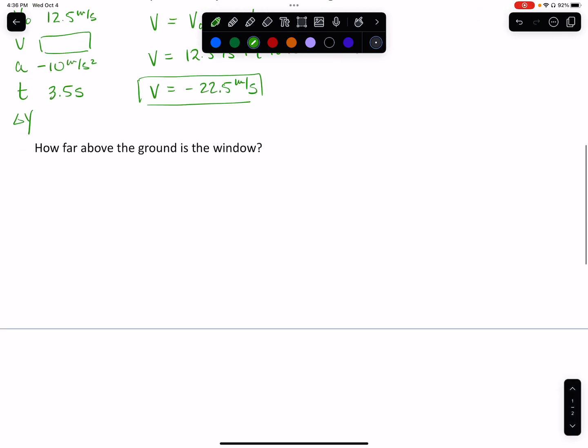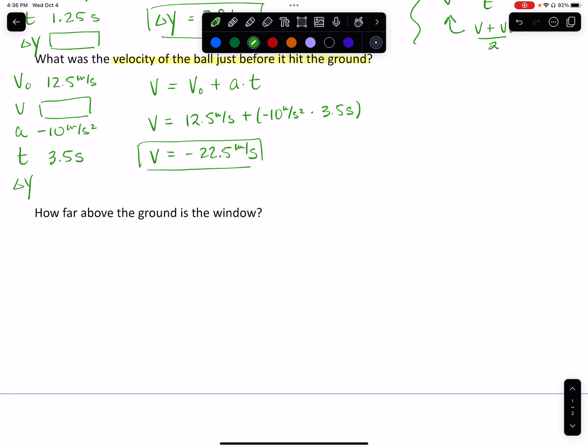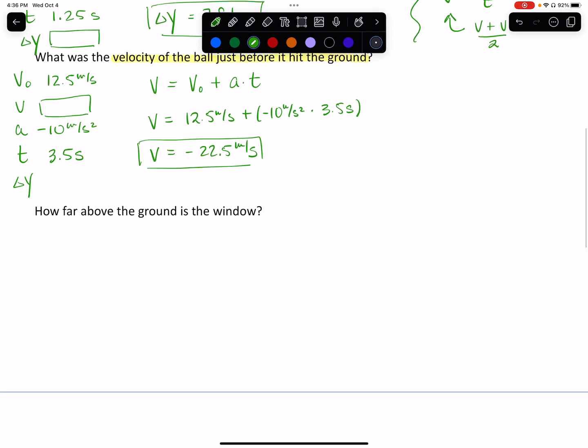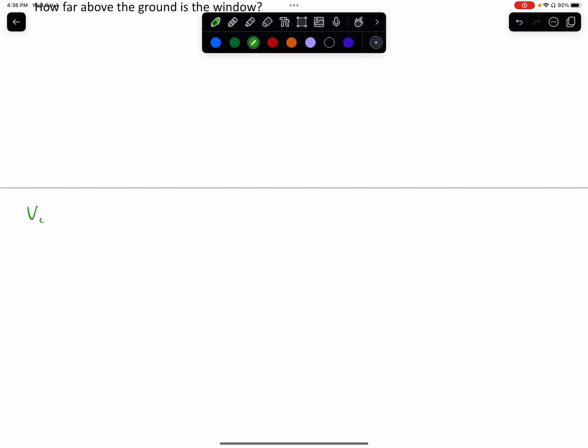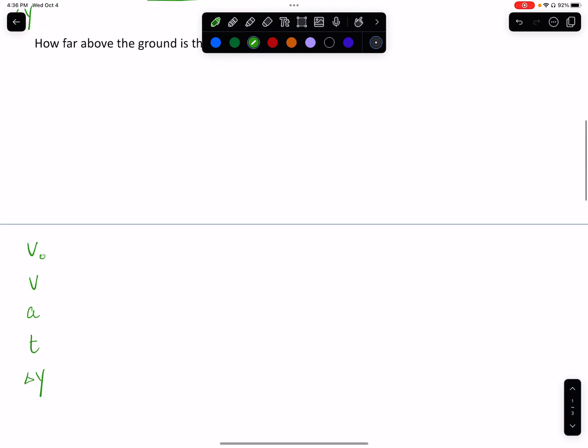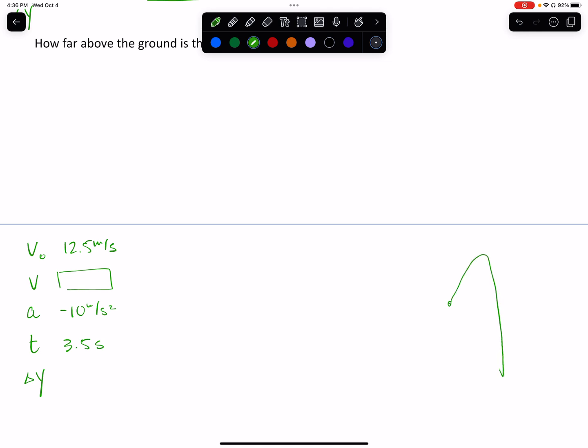Now, I'm going to slide down underneath. We'll come back to this last question because I want to talk about a second way that we can work that question to find that final velocity. So we have initial velocity, final velocity, acceleration, time, and change in position. I'm just going to fill these back in. 12.5 meters per second. Our unknown is the final. Our acceleration is negative 10 meters per second squared, 3.5 seconds. That's if we look at that entire motion. I'm going to draw my picture again too.